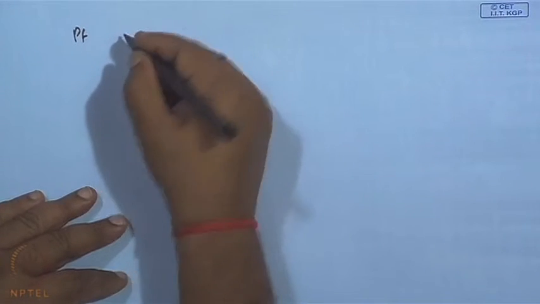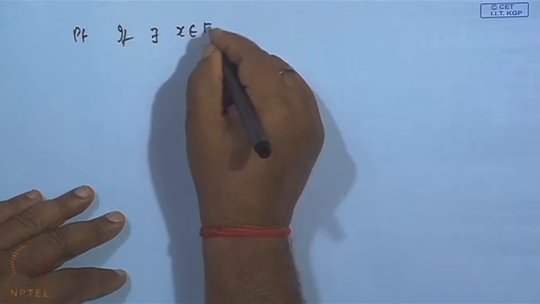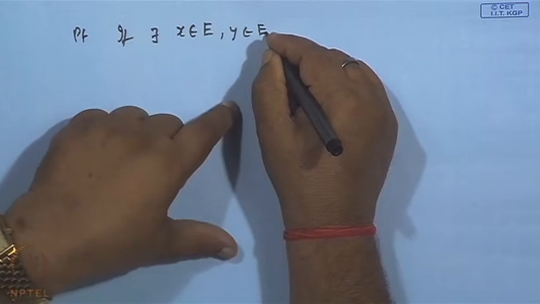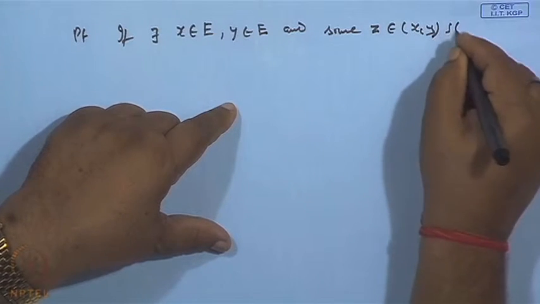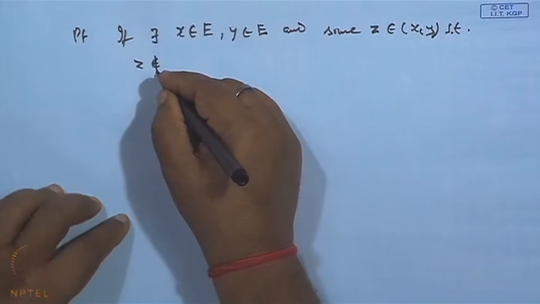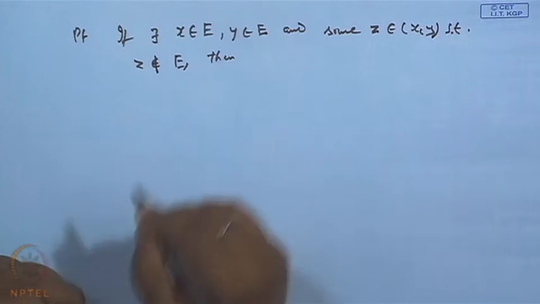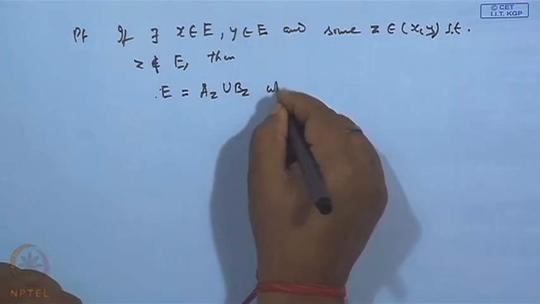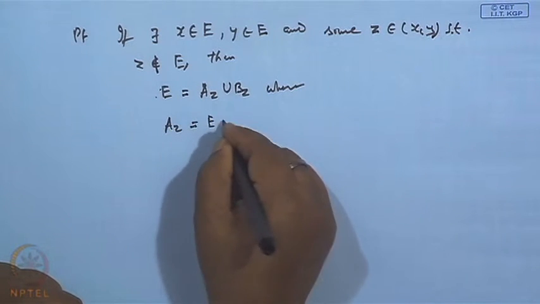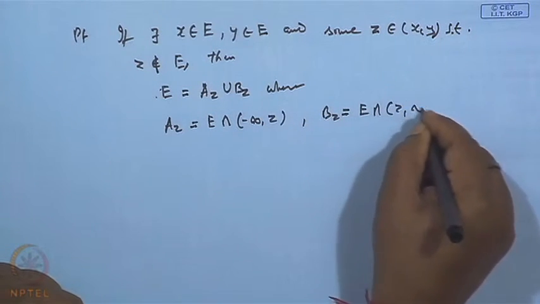The proof is very simple, so I will just give the outlines. Suppose there exists x belonging to E, y belonging to E, and some z belonging to the interval (x, y) such that z is not in E, then we will reach a contradiction. Then E can be expressed as the union of A_z and B_z, where A_z is E intersection (minus infinity, z) and B_z is E intersection (z, infinity). Okay.